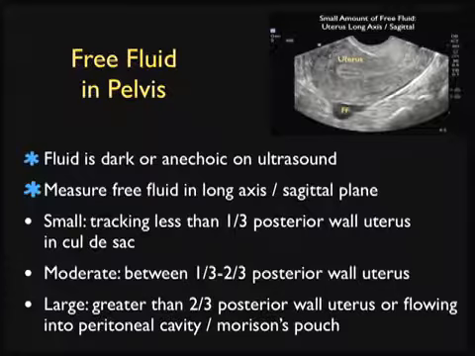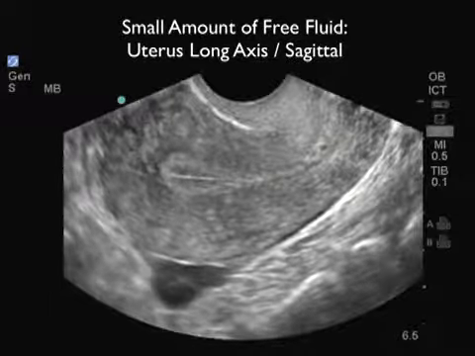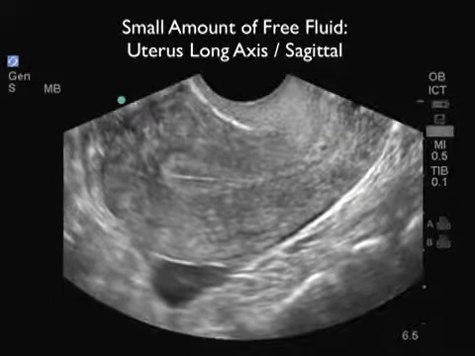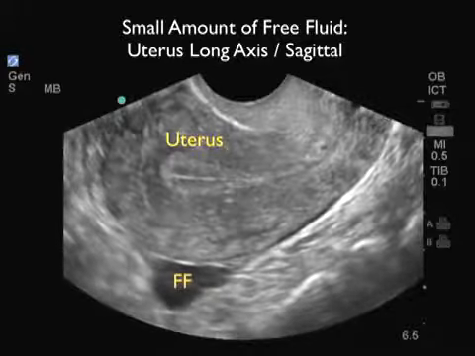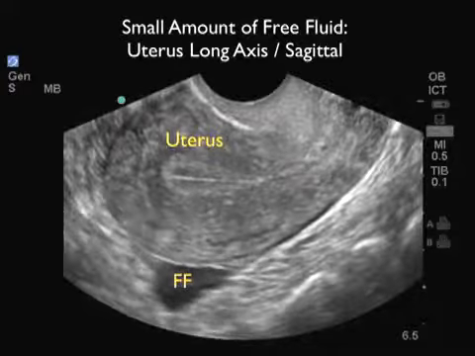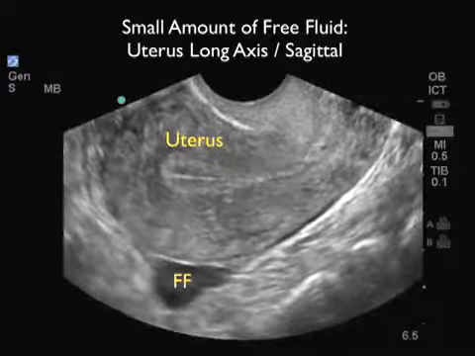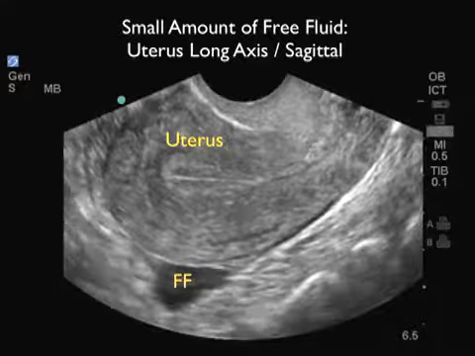Also, a positive Morrison's pouch right upper quadrant hepatorenal exam can be seen with a large amount of free fluid. Here's a video clip showing a small amount of fluid, again taken in the long axis or sagittal configuration from a transvaginal approach. We see the uterus here in a long axis plane, fundus to the left, cervix to the right, and a small amount of darker anechoic free fluid located just posterior to the uterus in the pelvic cul-de-sac.